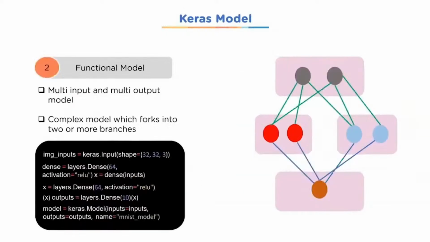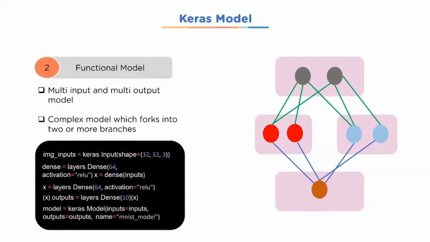And then there's a functional model. And this is really where things are at. This is new. Make sure you update your Keras, or you'll find yourself running this, doing the functional model, you'll run into an error code because this is a fairly new release. And it uses a multi-input and multi-output model. The complex model, which forks into 2 or more branches.